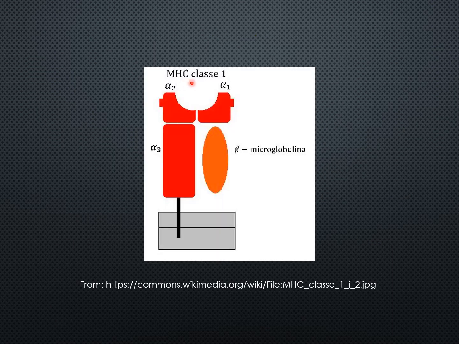So as I said, here we have the alpha protein. It has 3 domains, alpha 1, alpha 2, and alpha 3. And alpha 1 and 2 will have the cleft, and it is here that the peptides will join. And then we also have the beta 2 microglobulin providing support here.